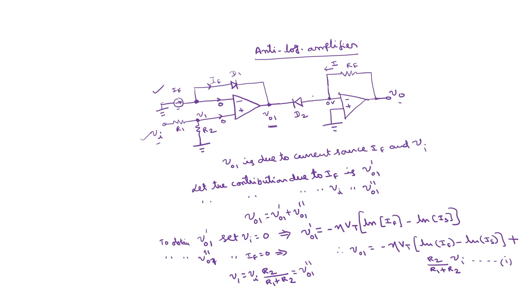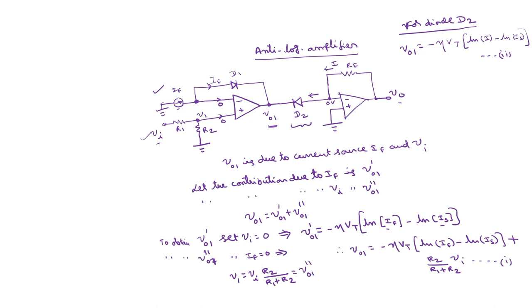So, the current direction is this and the voltage across this diode is V01 with respect to this ground. So, V01 can also be written for the diode D2 as V01 is equal to minus eta Vt, current through this diode is I, in place of this IF you have I, IS, IS remains same because we are taking identical diodes. This is logarithm of I minus logarithm of IS. This is equation 2.